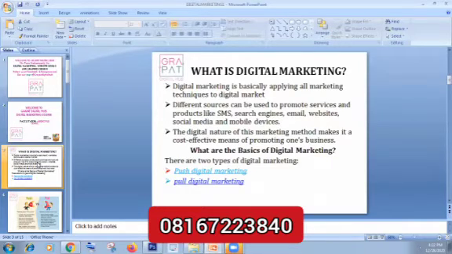Digital marketing is basically applying all marketing techniques to digital markets. With digital marketing, different sources can be used to promote services and products, like SMS, search engines, email, websites, social media and mobile devices.